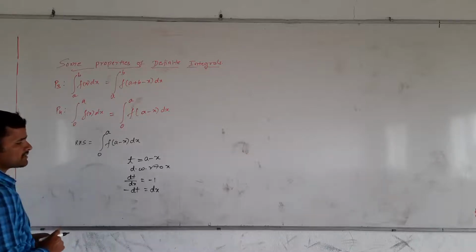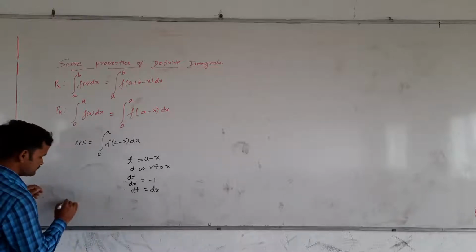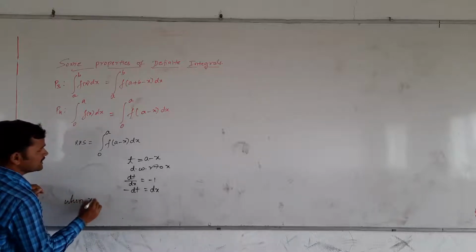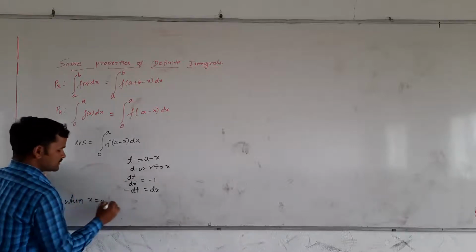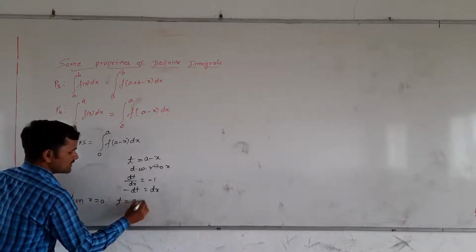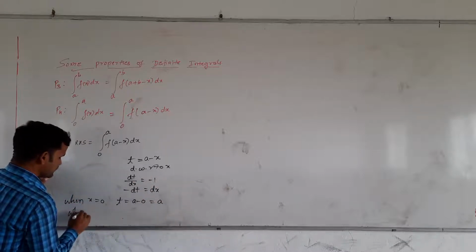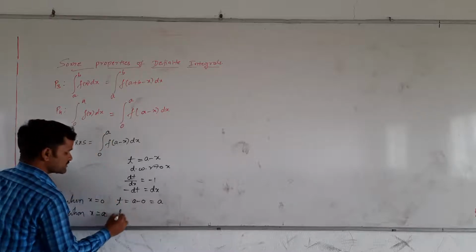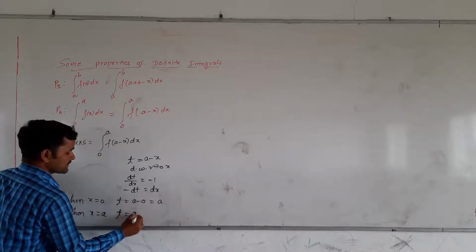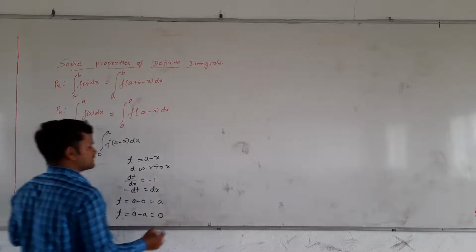And what happens to the upper and lower limits here for the new variable t? When x is equal to 0, the lower limit, t is equal to a minus 0, that is a. Next, the upper limit: when x is equal to a, what happens to the t value? The t value is a minus a, which is 0.